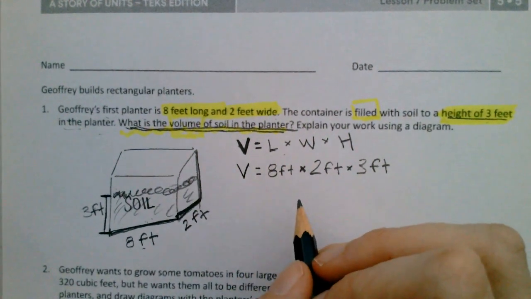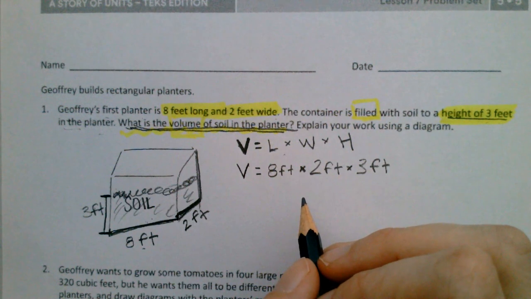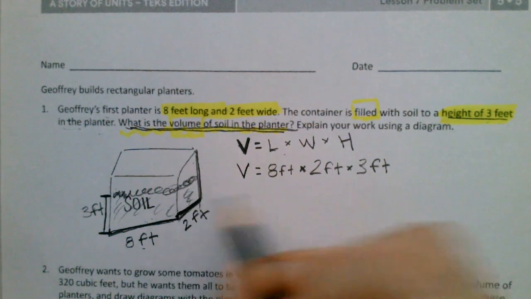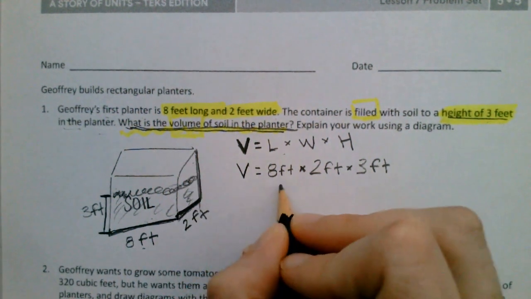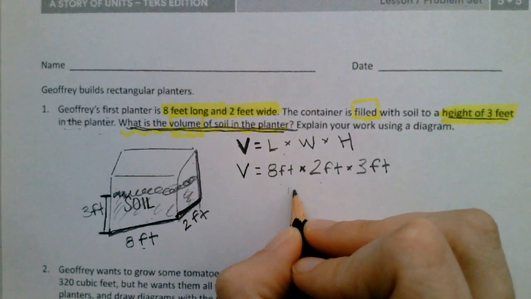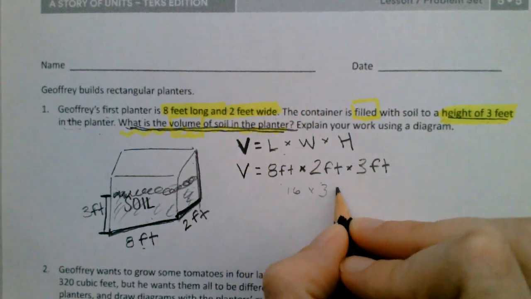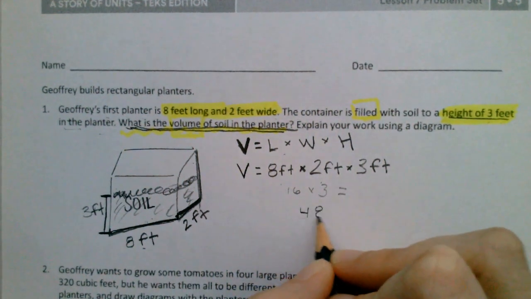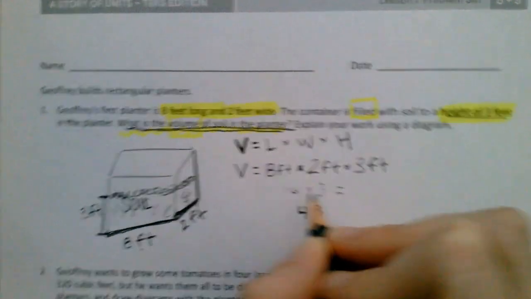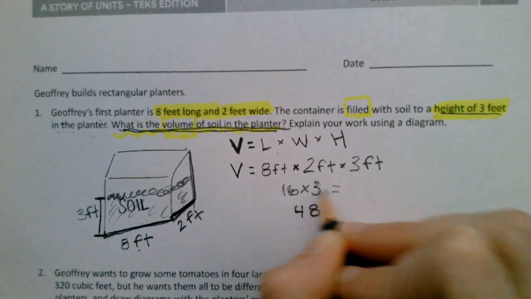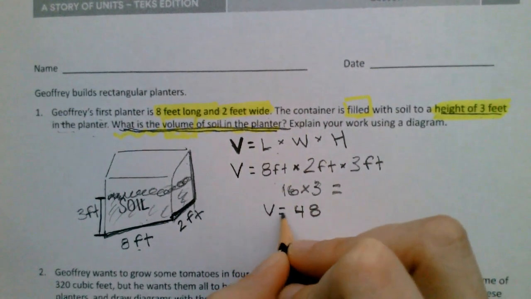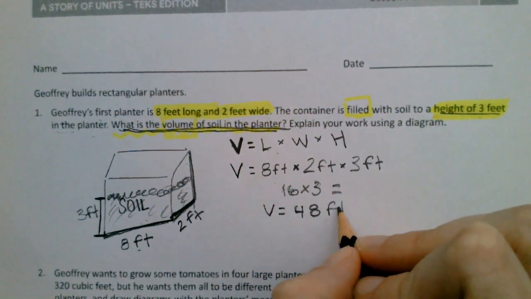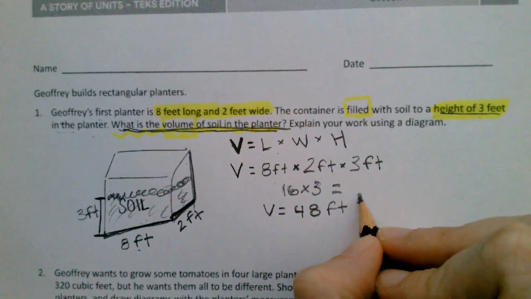Now we have a formula to solve for volume. Let's use this formula to help find the number of cubic feet of soil in our box. So if we were to multiply this, 8 times 2 is 16. 16 times 3 is 48. So I'll draw that in a little bit darker so we can see our work. So the volume equals 48, but we can't forget our label, 48 cubic feet.